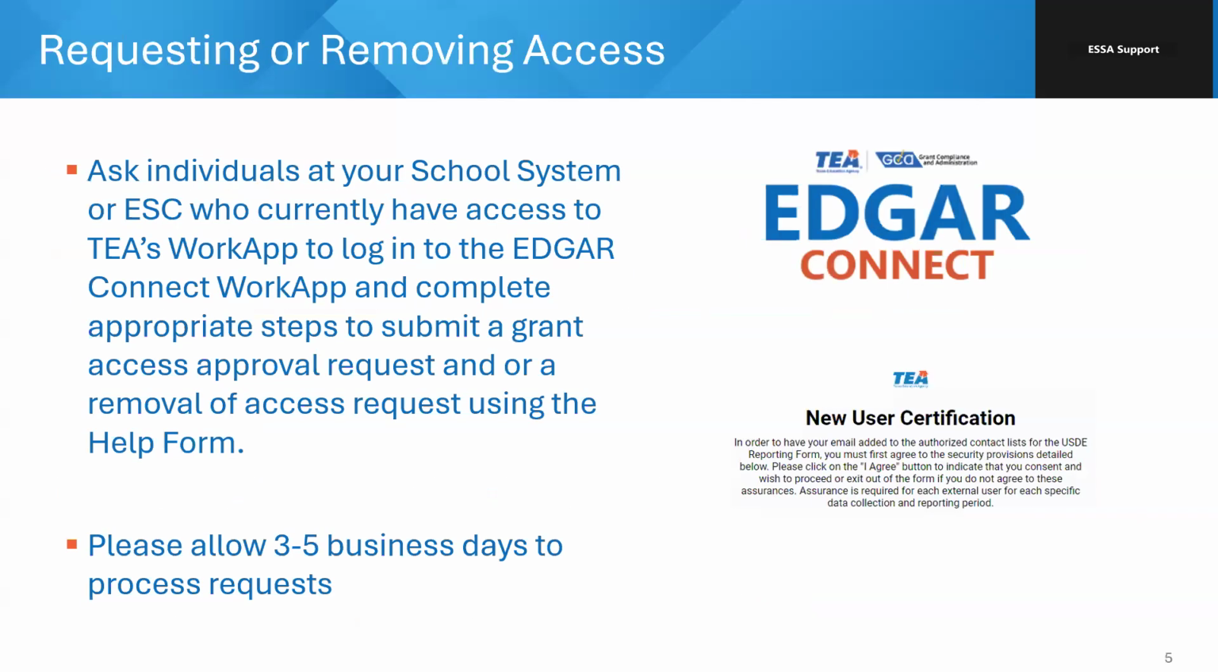If you do require access, then you must ask individuals at your ESC or school system who currently have access to TA's WorkApp and have them enter the Edgar Connect WorkApp to complete the appropriate steps to submit a grant access approval request. TA will be alerted of the new request for access and will process the request within 3 to 5 business days. TA will then send the applicant an email with instructions to complete a new user certification form. Upon approval of access, users will be emailed their credentials.